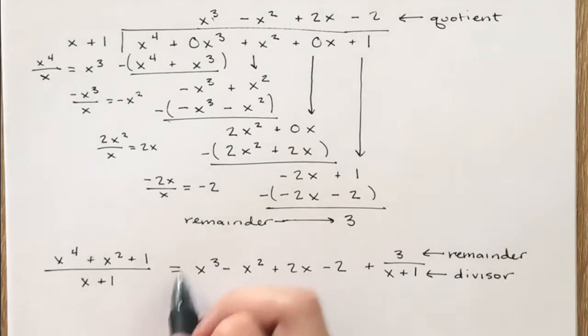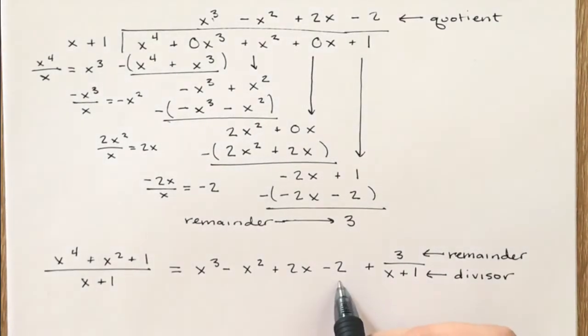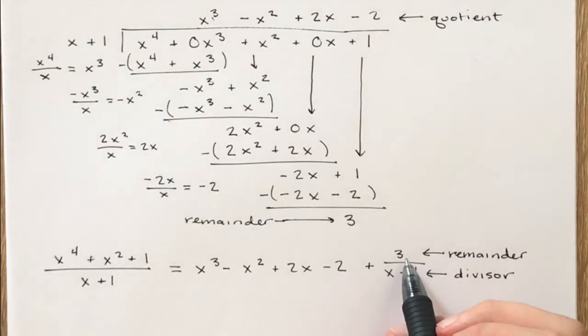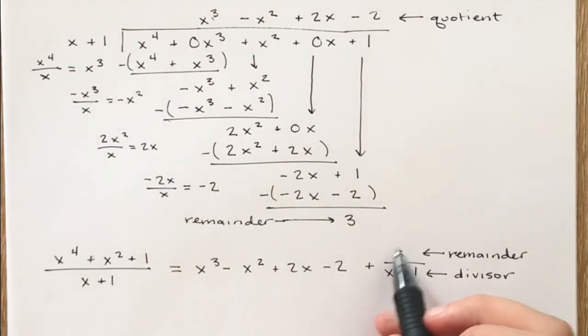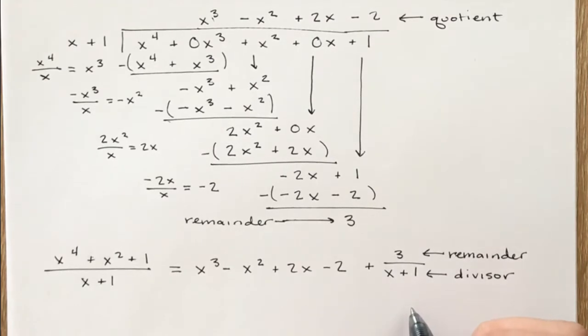Right? All of this we could divide by our divisor and get something nice, except for 3. Since we can't simplify the 3 when dividing by x plus 1, we have to write it as 3 divided by x plus 1.